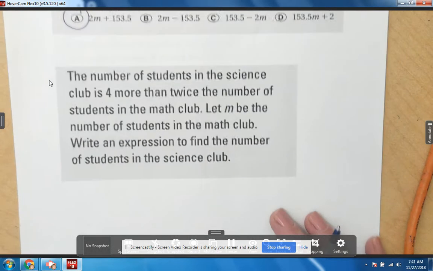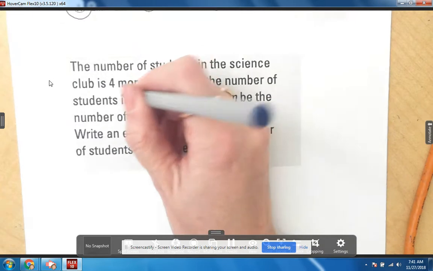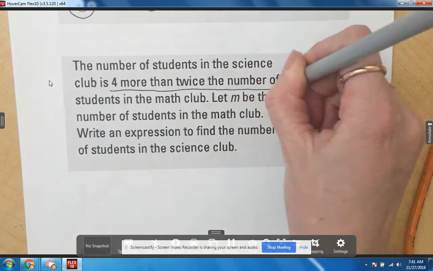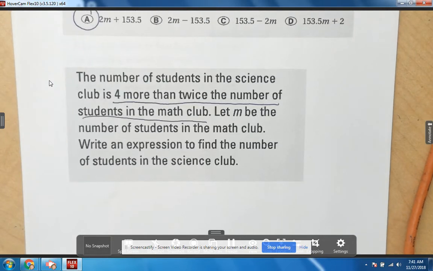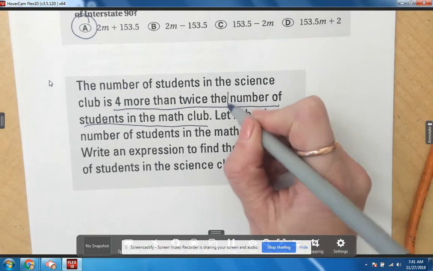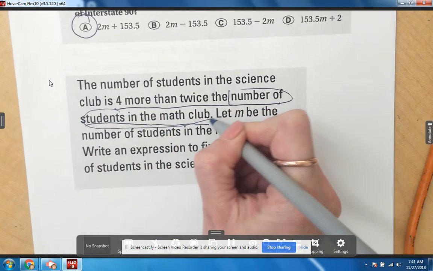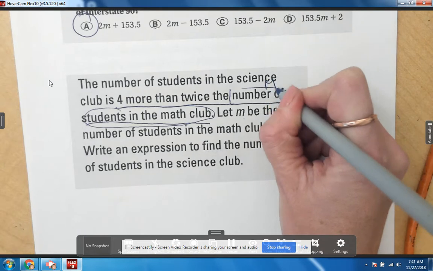Okay, let's try this one. I want you to do this one with me. It says the number of students in the science club is 4 more than twice the number of students in the math club. Let M be the number of students in the math club. So that means this entire section here becomes the letter M, because that's what it's telling us. Let M be the number of students in the math club. So this whole thing is M.